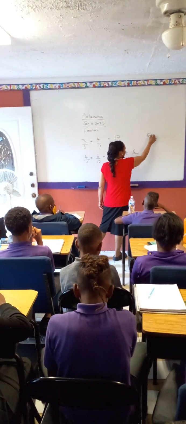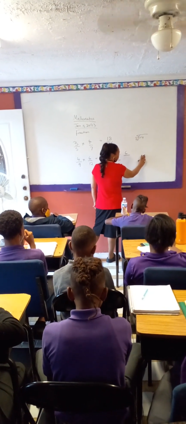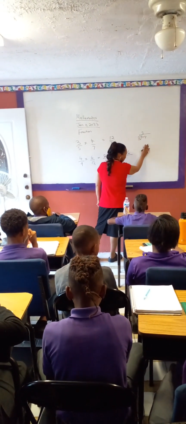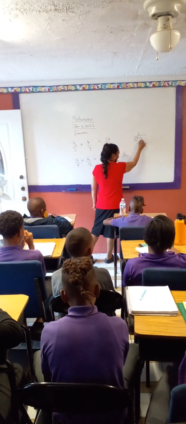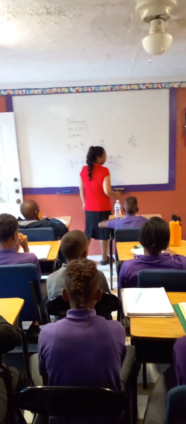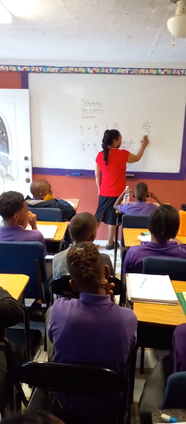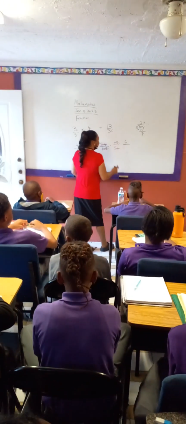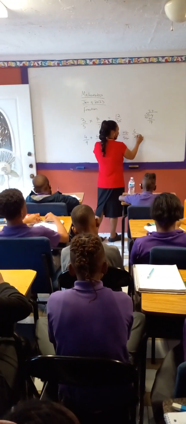54 divided by 2. So let's do it this way. 2 into 5 goes 2 times. 2 times 2 is 4. 5 take away 4, I'm left with 1. Bring down the 4, and I have 14. So 2 into 14 goes 7 times. So 54 divided by 2 is going to give me 27.